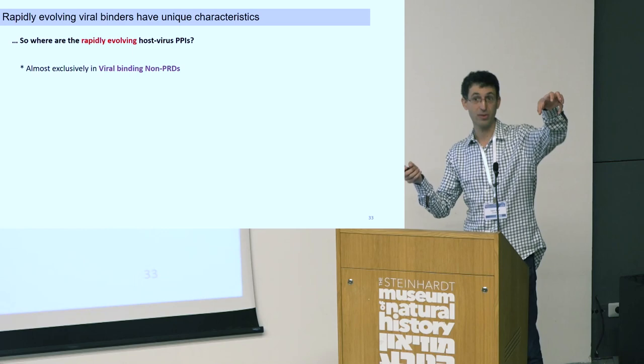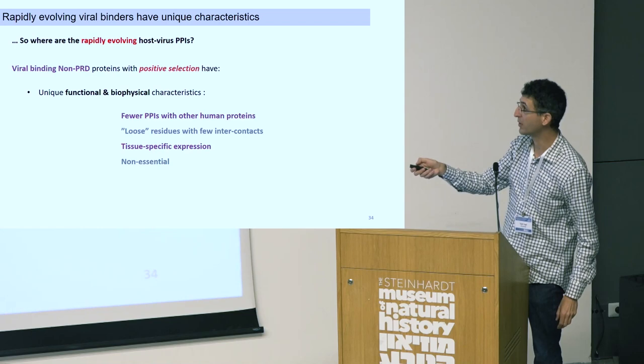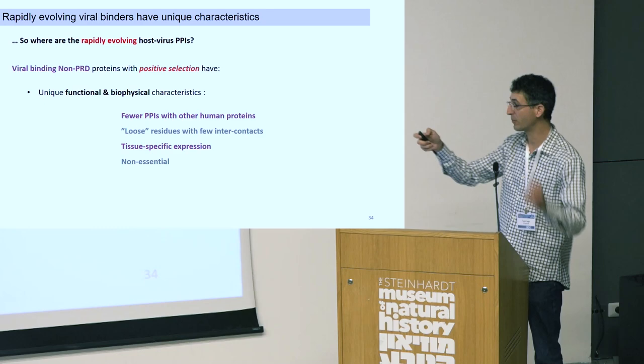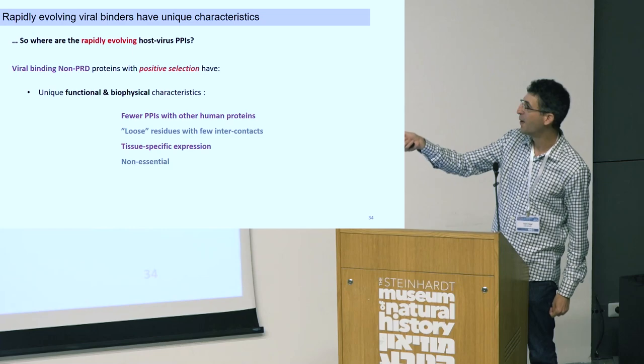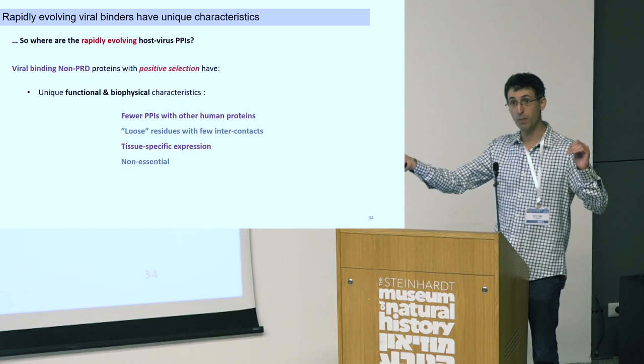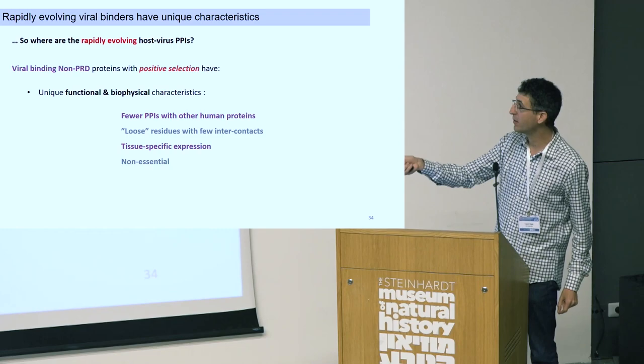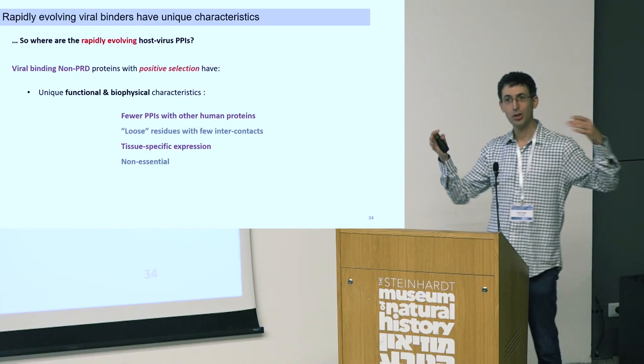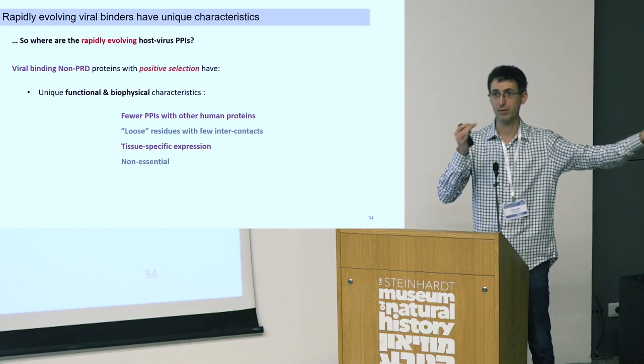So this is the other class of proteins that interact with viruses. And when we look deeper into their function and into their biophysics, we see that these proteins that evolve rapidly in the course of primate evolution and also interact with viruses have very few protein-protein interactions with other human proteins. They are expressed at a low level, in a tissue-specific manner. They are not essential. And the residues that actually interact with viruses tend to be loose, meaning they don't form many interactions with other residues. So these are the few liberal, loose residues that can evolve in whatever way they want. This is the exact opposite of what I was just telling you about the domains that bind motifs.